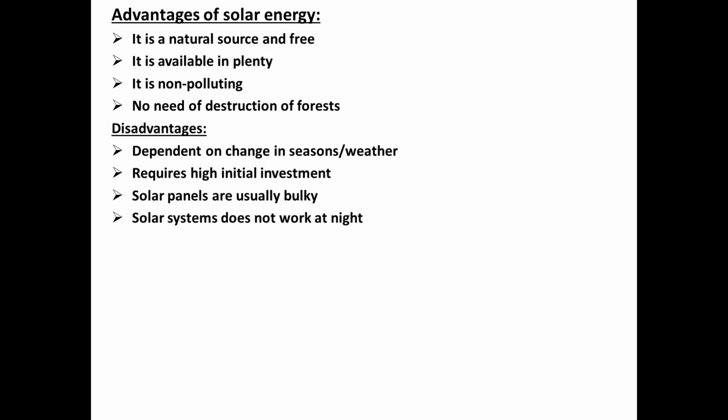And another disadvantage is that solar systems generally do not work at night. Of course, we can use the solar systems by connecting them to batteries. If we connect it to the batteries, then we can make use of those batteries and get the solar energy at night also. But generally, solar systems do not work at night. So we can't use it in the night time directly. So those are the disadvantages of solar energy.